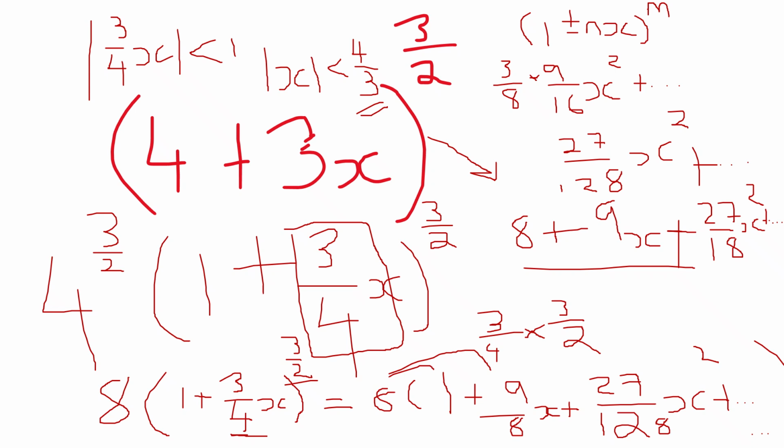So again, refer to your formula booklet. Make sure it's in the form 1 plus or minus nx to the power of n or m. And then refer to it in the formula. So it's 1 plus or minus nx plus n brackets n minus 1 over 2 factorial times x squared, plus n brackets n minus 1 times n minus 2 over 3 factorial times x all cubed.